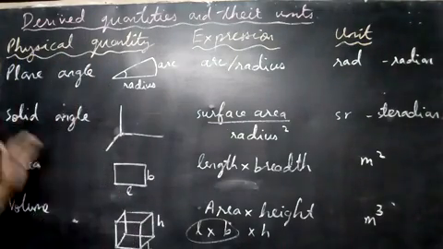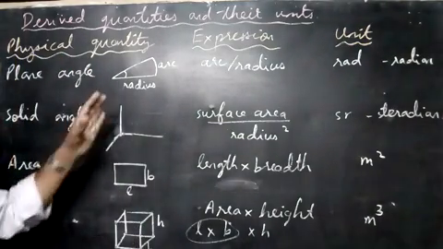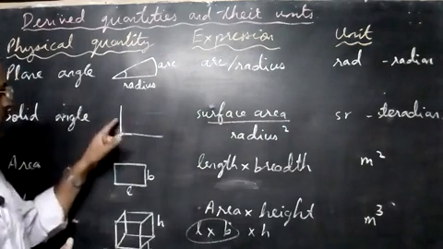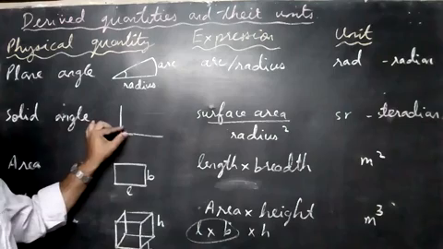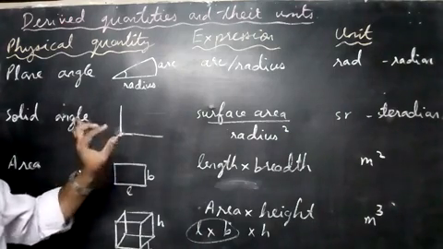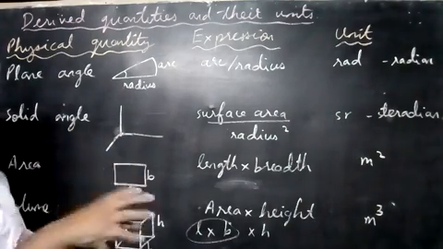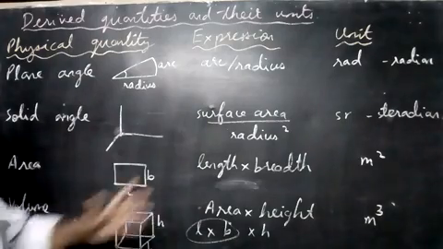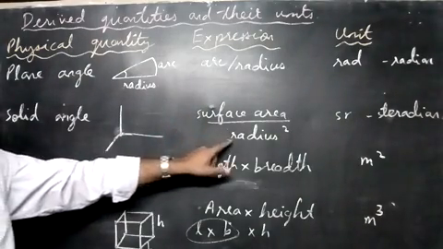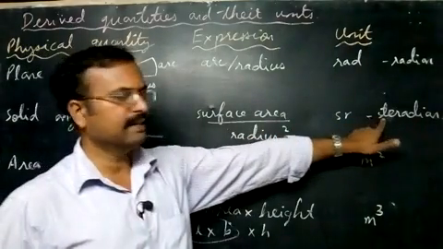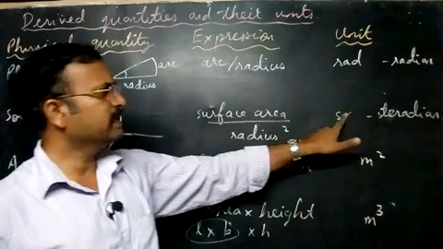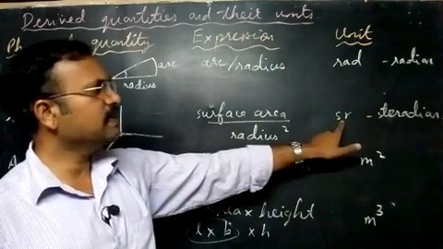Let's see the next one, solid angle. Now we take the corners of a room. In the corner of a room there will be an angle formed. That angle is called a solid angle. Or you take a cone; inside a cone there will be an angle, and that angle is called a solid angle. It's defined as surface area divided by the radius squared. It is measured in steradian, and the symbol for that is sr.